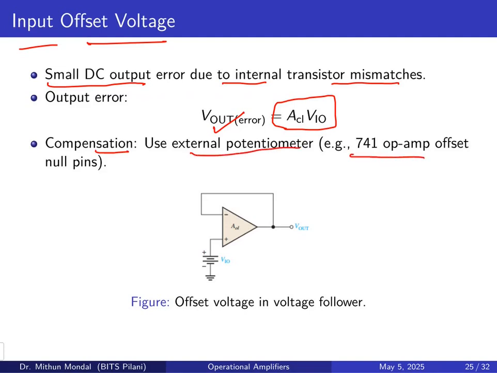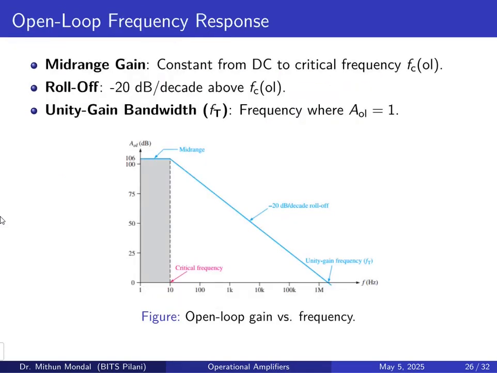For example, 741 op-amp offset null pins can be used for connecting this external potentiometer. So any mismatch due to the offset will produce an error at the output, and this needs to be compensated. Now, next topic, we'll take the frequency response.